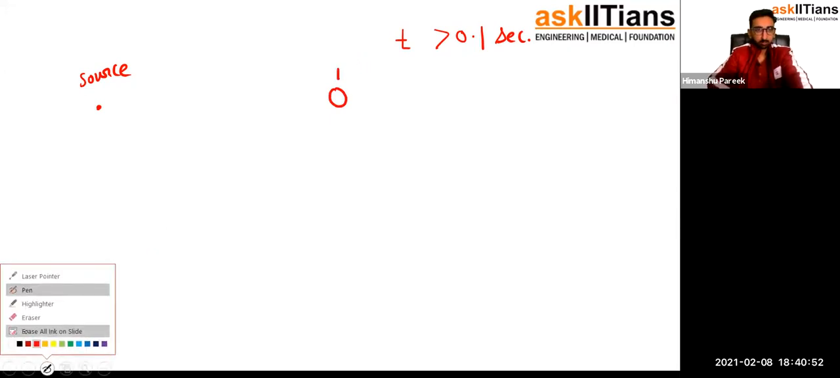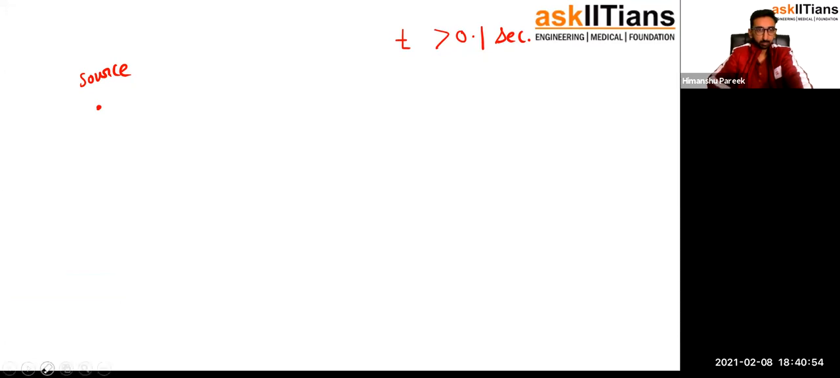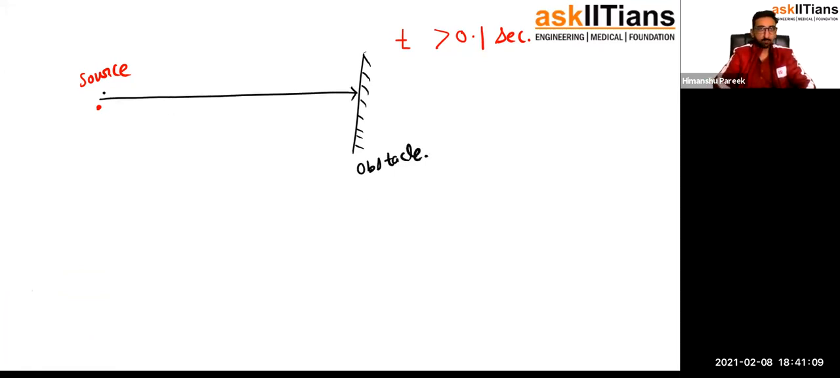Yeah, that's the echo, right? I'm getting the sound again. Otherwise, I'll not be able to hear. So let's say that's the source. Sorry, here we have some obstacle. So that's the obstacle. Now, what should be this distance between source and the obstacle, or you can say the cliff? Let us prove it. So let's say this distance is x. I have to determine this distance x, right?